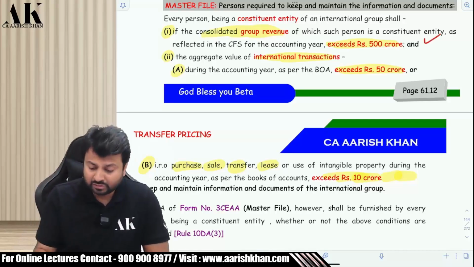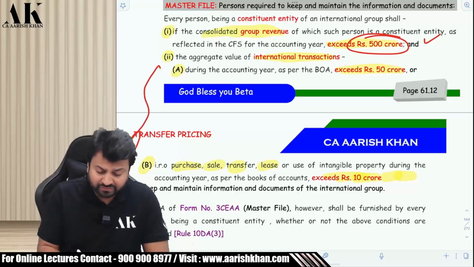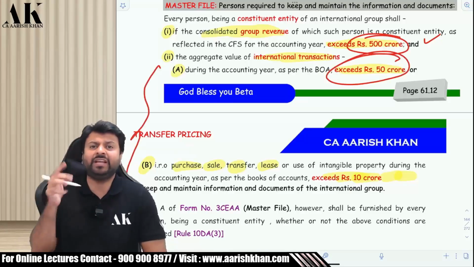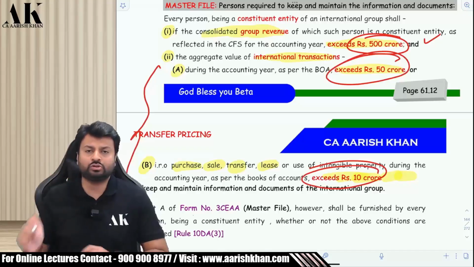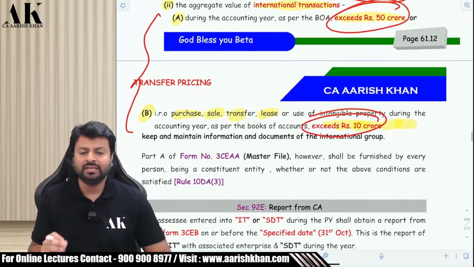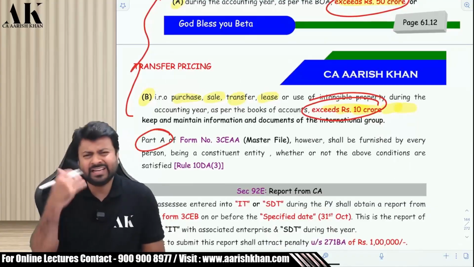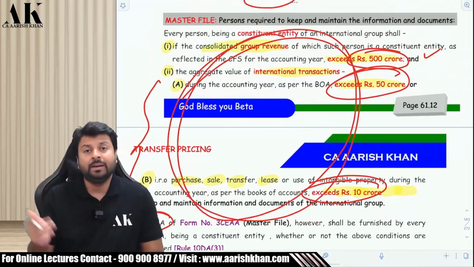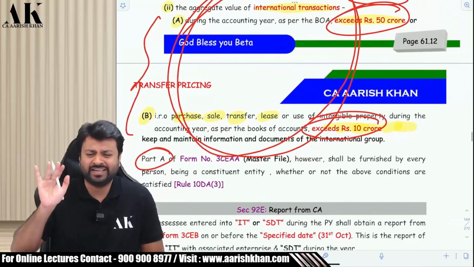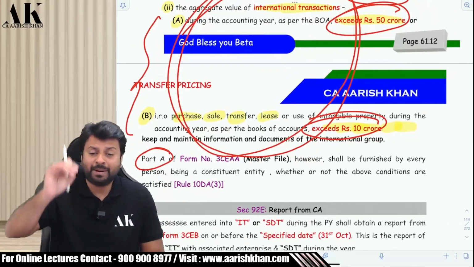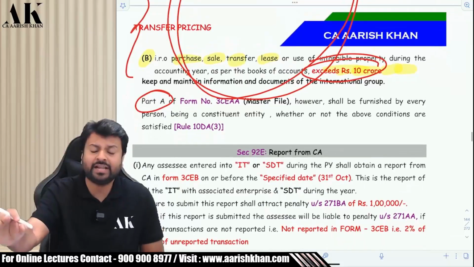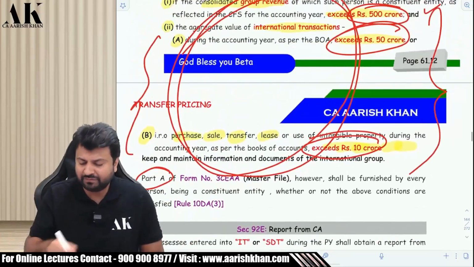Okay, be very careful. So this condition you have to fulfill. But out of these two, you have to fulfill either aggregate 50 crore should cross or individually 10 crore should cross. Okay, in that case, you have to file CBCR. And in CBCR also there are two parts. Part A, everybody has to file, whether you fulfill these conditions or not. Part B, part A has some basic details here that everybody has to fulfill. But part B has some great details that will only be filled by those people who are fulfilling these two conditions.